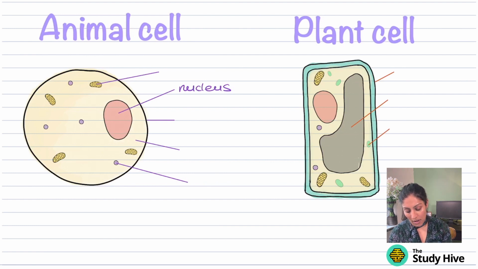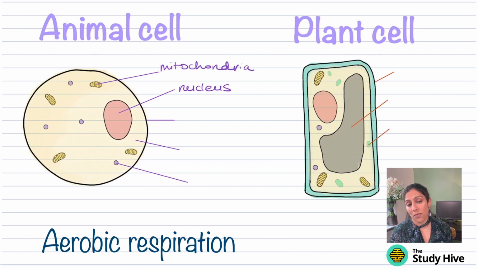Both also have mitochondria. So mitochondria is where aerobic respiration happens, so really how you release energy. It's a little factory that releases energy, and that's why you get the energy to wake up, run around, play football, play netball, whatever you like to do. It all starts off in the mitochondria.